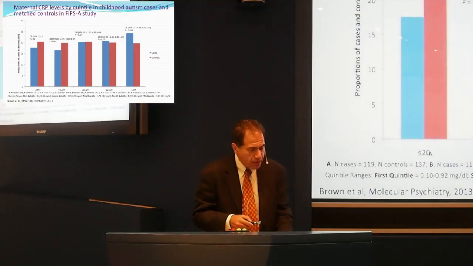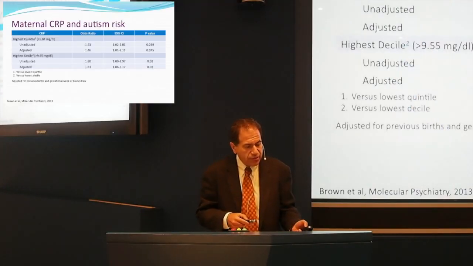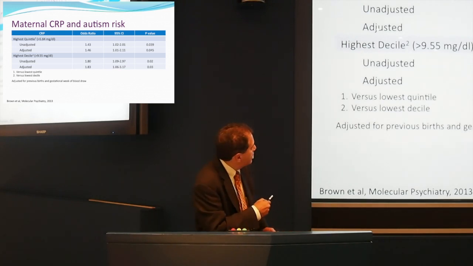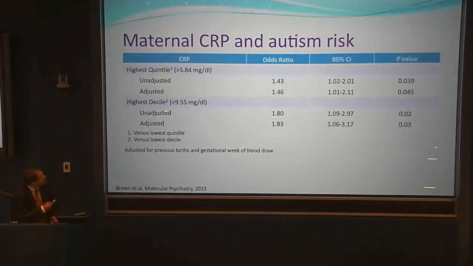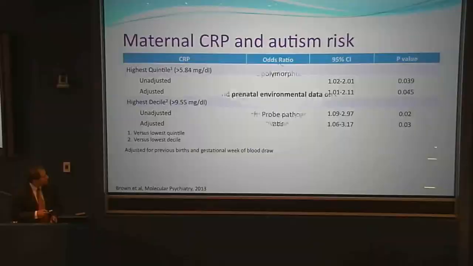So that was intriguing. We then looked to see whether the findings may be confounded. We did analyses adjusting for known covariates and found that the results were nearly similar with the unadjusted and adjusted models for highest quintile. We also looked at the highest decile of the distribution, so the highest 10 percentile. And we found in the adjusted analysis a higher rate, about 83% increased risk of autism. This finding is in Molecular Psychiatry, and will be coming out soon.